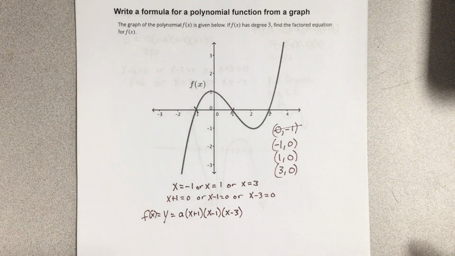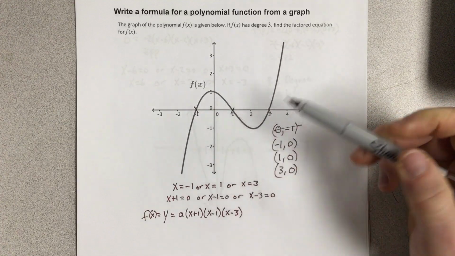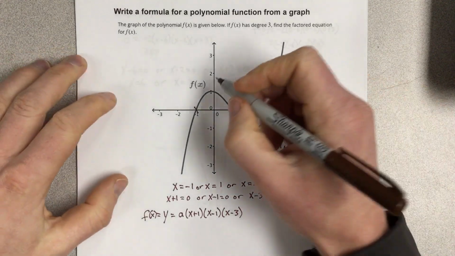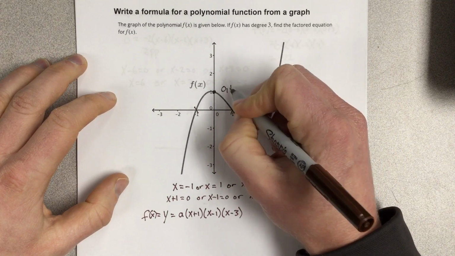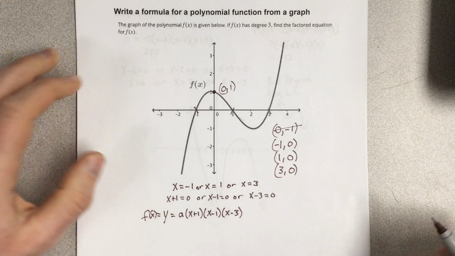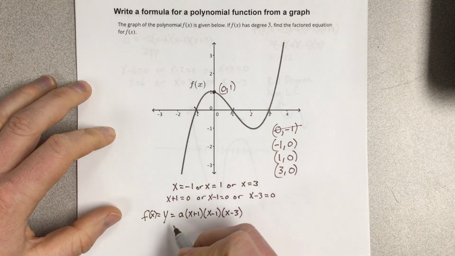Now the only thing I need to figure out here is what is a? So what's the leading coefficient? I know the leading coefficient is going to be positive because of the end behavior. But I do see that I have a y-intercept here, which would be 0, 1. If I plug that into the equation, I can figure out what a is. So I plug in 0 and 1.